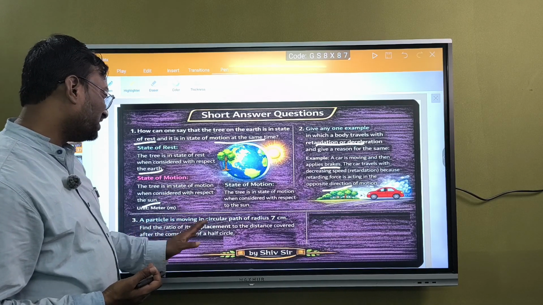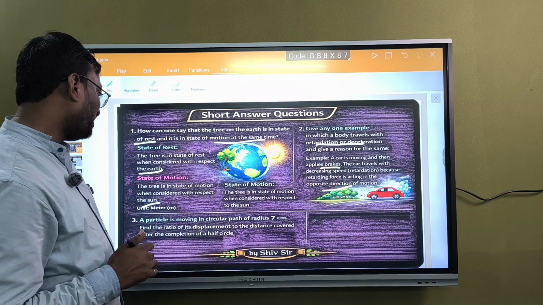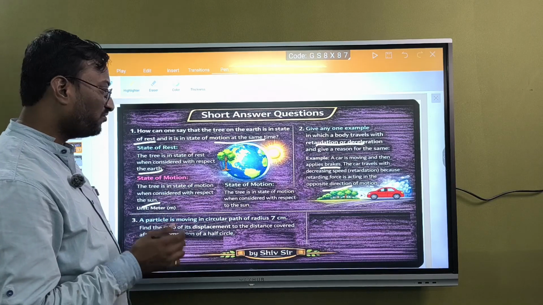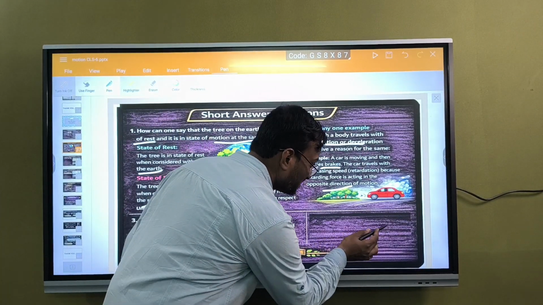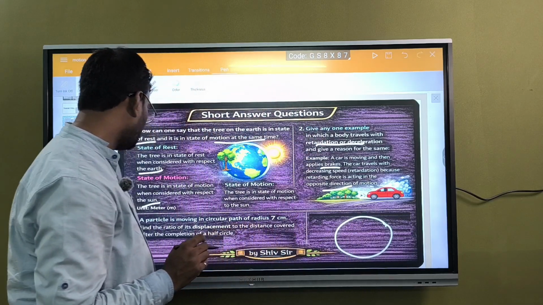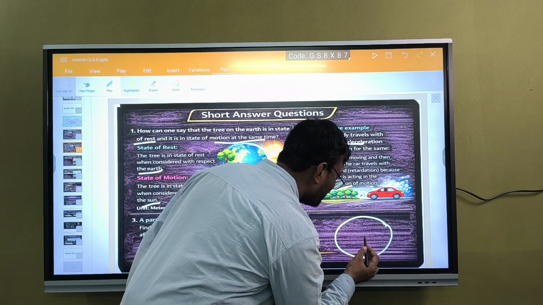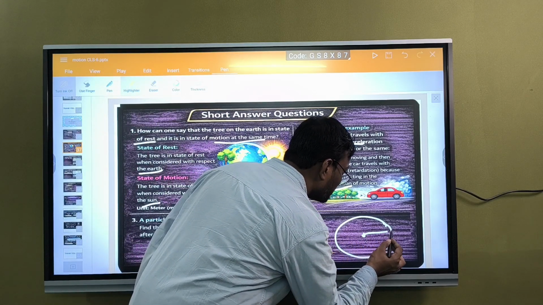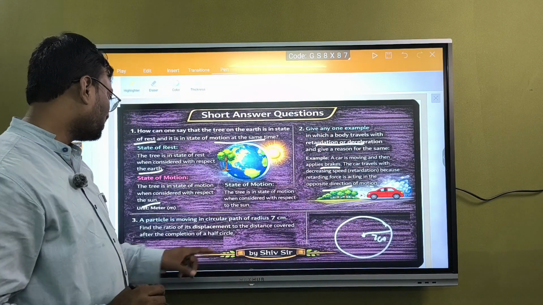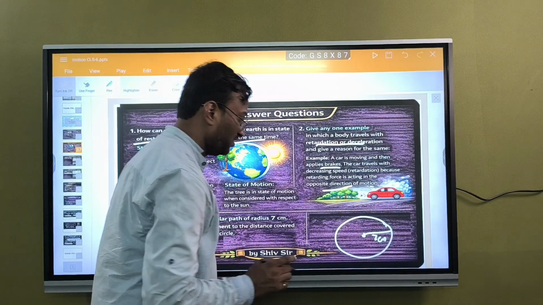A particle is moving in a circular path of radius 7 centimeters. Find the ratio of displacement to the distance covered after completion of half circle. See here children, there is a circle here. What is the question? A particle is moving in circular path. What is the radius here? The radius of the circular path is 7 centimeters. Find the ratio of its displacement to the distance covered after completion of half circle.